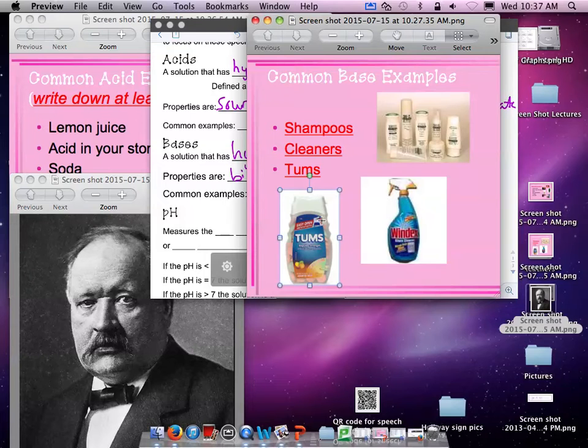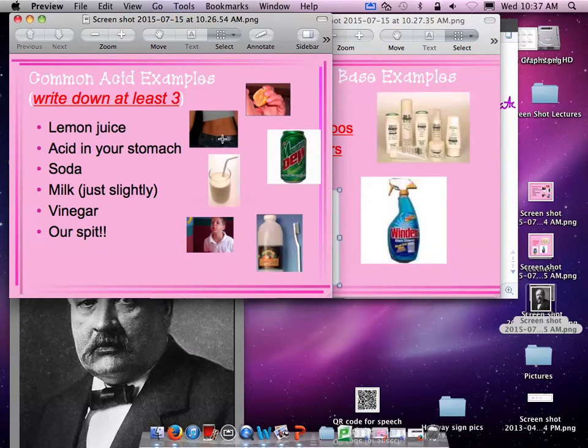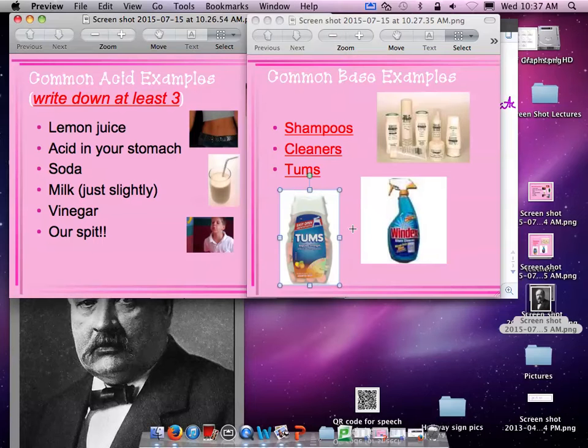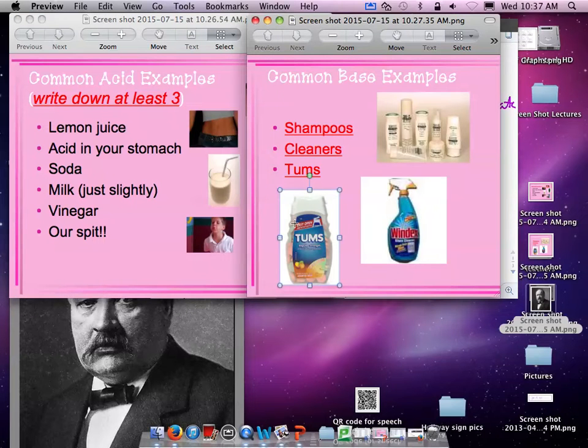If you think about what Tums are used for, well, Tums is a medicine. Usually you think about it for heartburn. Well, heartburn is not really your heart burning. What it is, it's acid from your stomach that is splashing up into your esophagus. And the Tums, which are considered a base, are trying to balance out that acid that's not where it's supposed to be. So that's an example of bases. So shampoos, different kinds of cleaners, and then Tums.